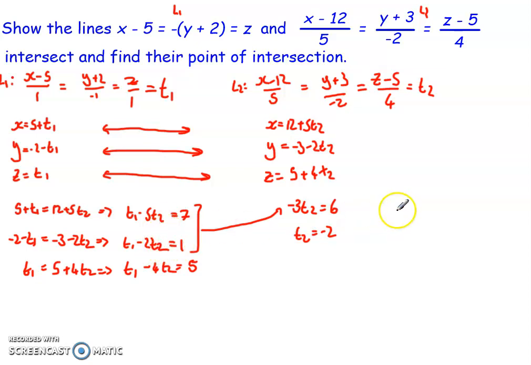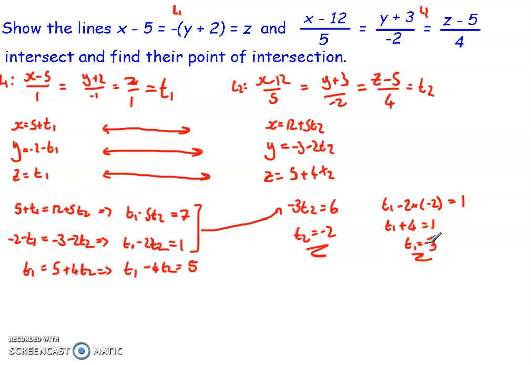So let's imagine we take the second equation there. I've got t1 take away 2 times negative 2 equals 1. So I've got t1 plus 4 is equal to 1. So t1 is equal to negative 3. So there you go. I've now solved it and found my values for t1 and t2.